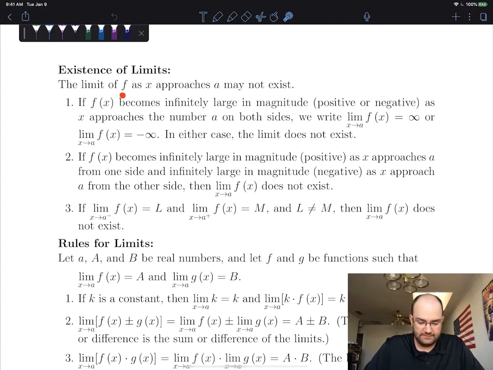If f of x becomes infinitely large in magnitude, positive or negative, as x approaches the number a on both sides, we write the limit as x approaches a of f of x equals infinity, or the limit as x approaches a of f of x equals negative infinity. In either case, the limit does not exist.